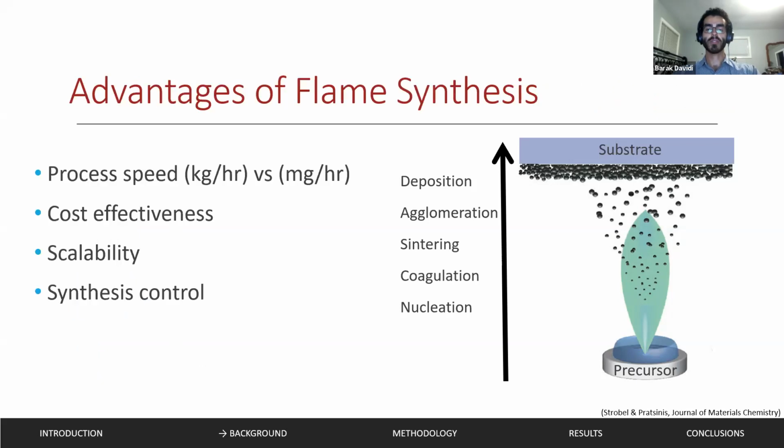The advantages of flame synthesis are process speed, on the order of kilogram per hour, not milligram per hour, which is typical in some wet chemistry techniques, cost effectiveness, and the possibility of scaling up to industrial scales. Furthermore, this technique can offer greater synthesis control over traditional methods.